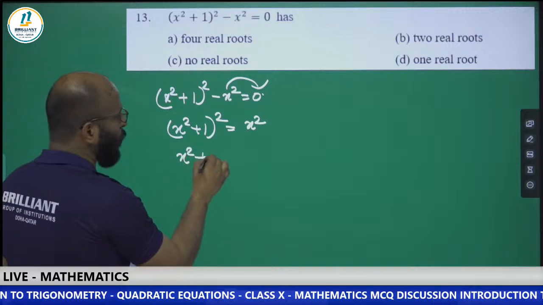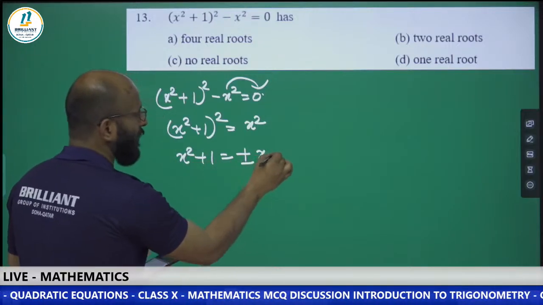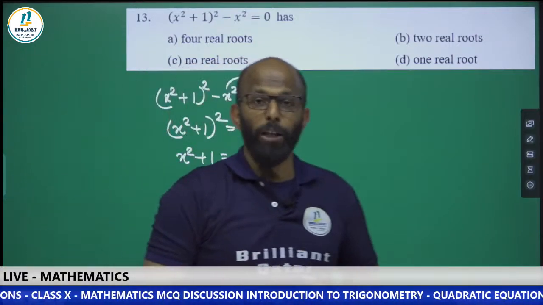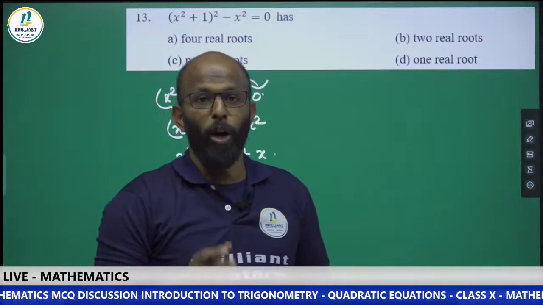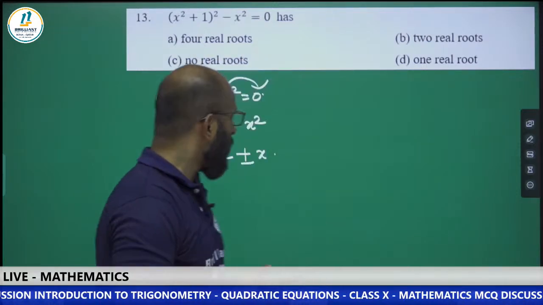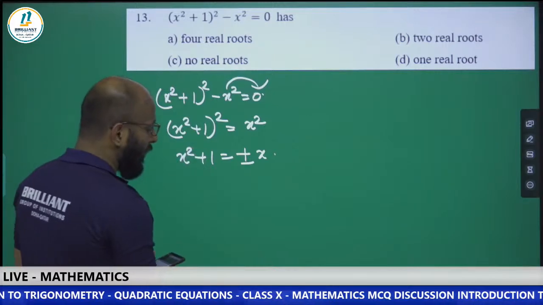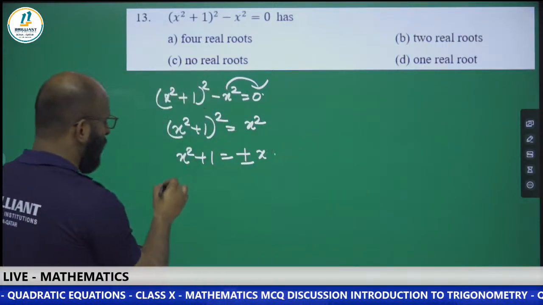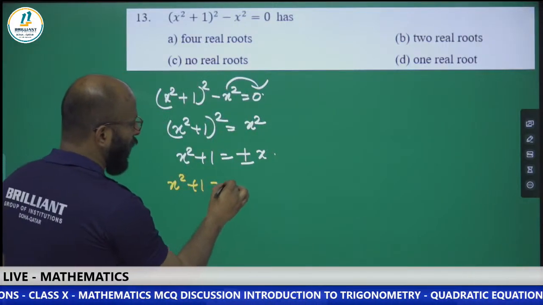I will get it. x square plus 1 is equal to plus or minus x. When you take the square root, don't forget the plus or minus sign. Which means there are two values. For the first value, I will consider plus x: x square plus 1 is equal to positive x.